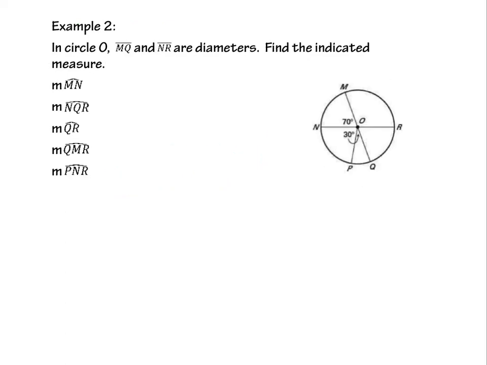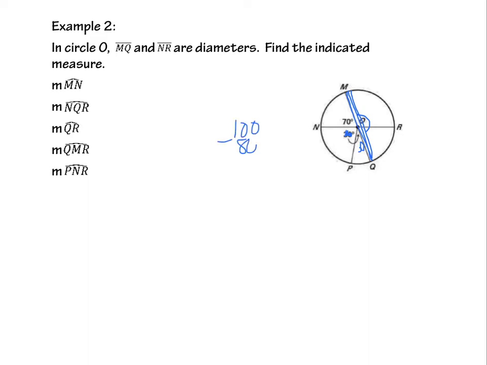In example 2, we have circle O, and MQ and NR are diameters. That means they go through the center of the circle. Find the indicated measure. Well, MQ, if I draw that line right there, that measure is 180 degrees because it's a line and it's a semicircle. With that information, I can figure out the rest, and this is 30 in here. So I don't know this right here. If I add 70 plus 30, I would get 100.